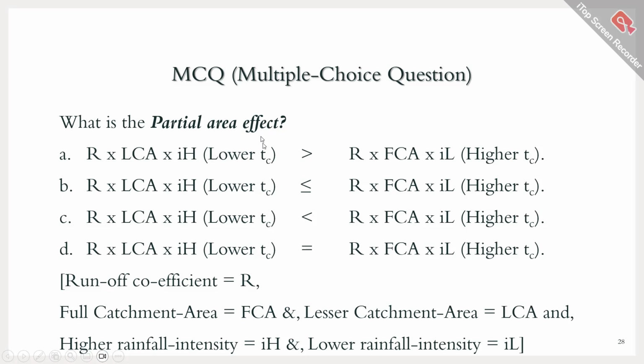All the left hand terminologies are at lower TC, and all the right hand terminologies are at higher TC. This is the critical time. The full catchment area is FCA and the lesser catchment area is LCA. So all the right hand terminologies are FCA, left hand terminologies are LCA. Runoff coefficient into rainfall rate into catchment area. So this is basically the CIA that we saw in the problem.